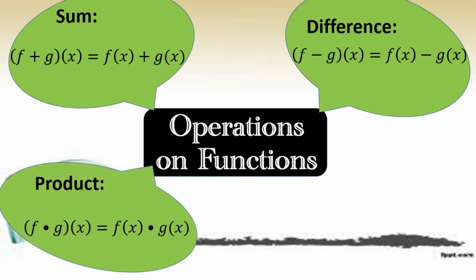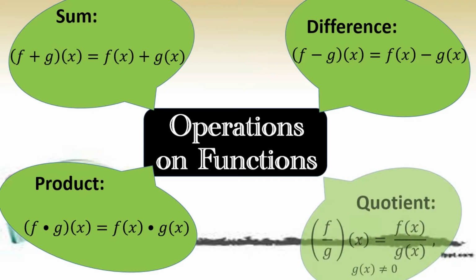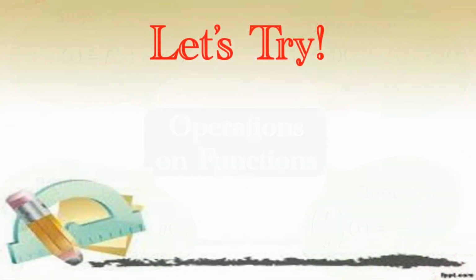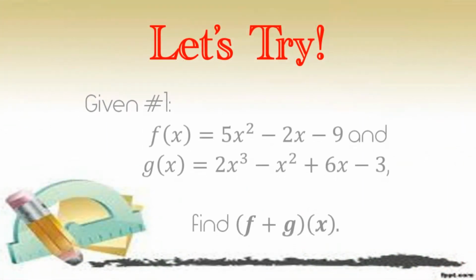The third, which is the product, is defined as f times g of x, which is equivalent to f of x times g of x. And the last, which is quotient, f divided by g of x is equivalent to f of x to be divided by g of x. For this part, we have to denote that g of x should not be equal to 0. To help us understand these definitions, let us try the following examples.